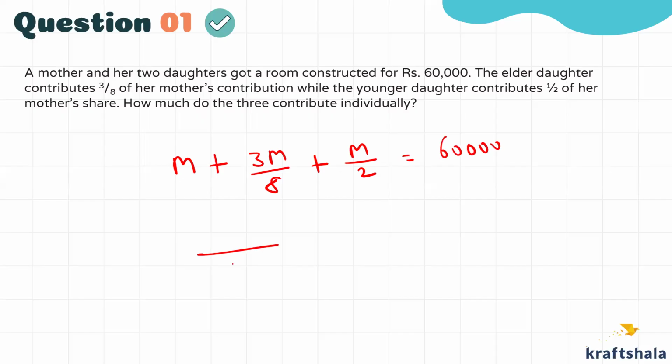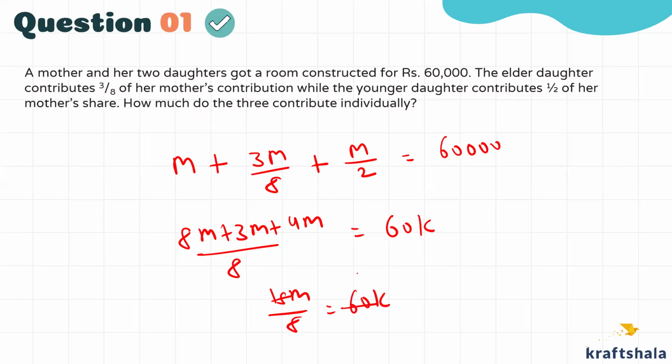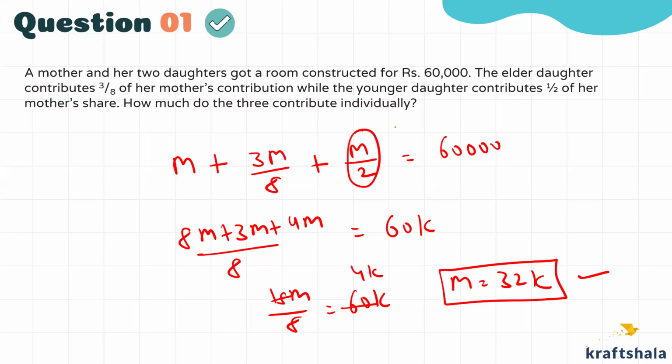So pretty simple. LCM is 8. That is 60K. So 15M upon 8 is 60K. So M comes out to be 32K. So the mother has a contribution of 32,000. The younger daughter has a contribution of 16,000. And 3 upon 8, 4 8s are 32, 4 3s are 12. And this person, the elder daughter, has a contribution of 12,000. So, very easy.